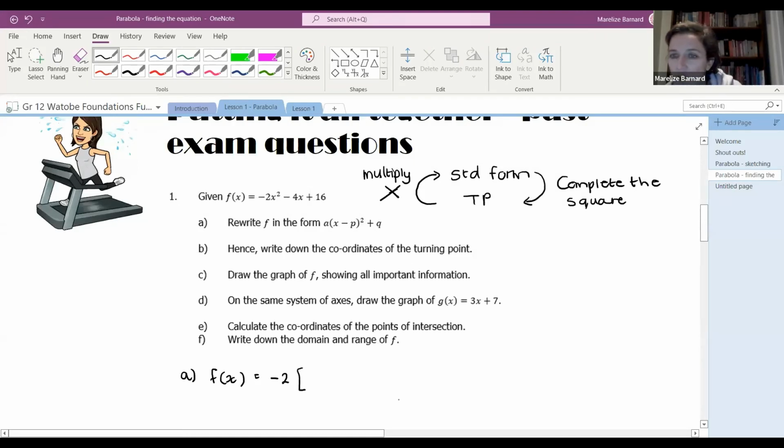Okay, I see a few of you have come up with the correct answer. Well done. Let's see how we got there. We need to take out a -2 as a common factor, first of all, because we can only complete the square if we have x squared on its own.